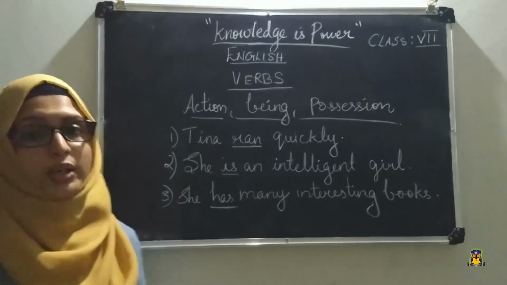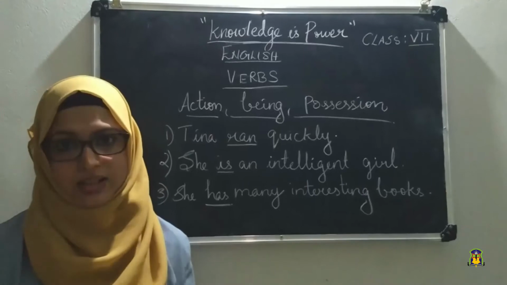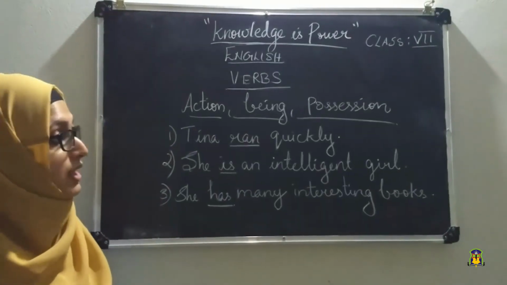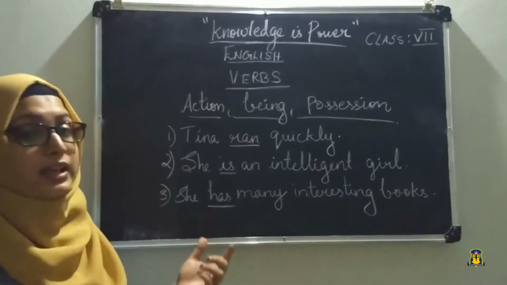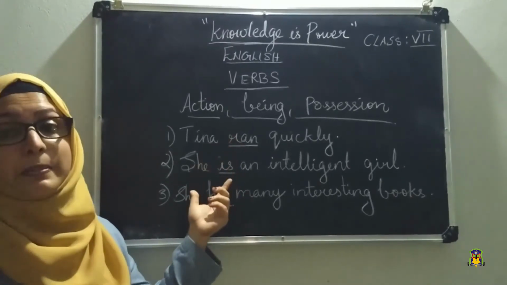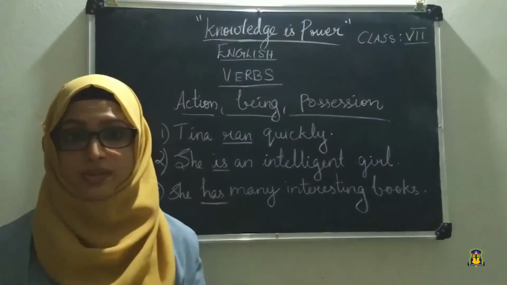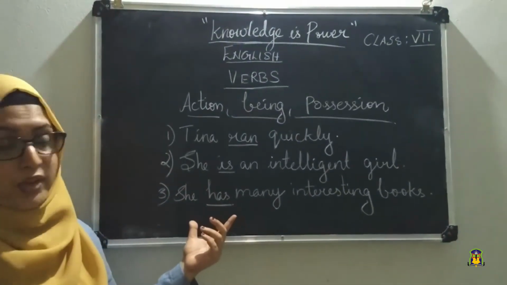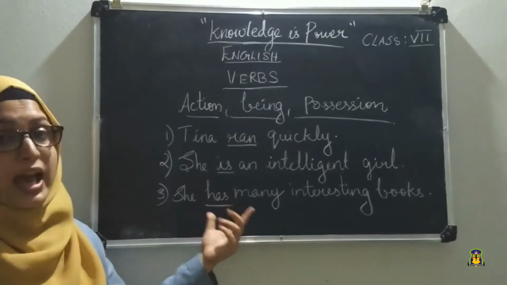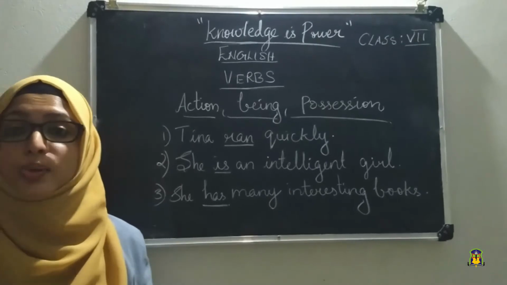Tina ran quickly. Here the verb ran is an action. She is an intelligent girl. Here is a state, that is, is denotes being. She has many interesting books. This denotes possession. She has, he has, they have, all this denotes possession.